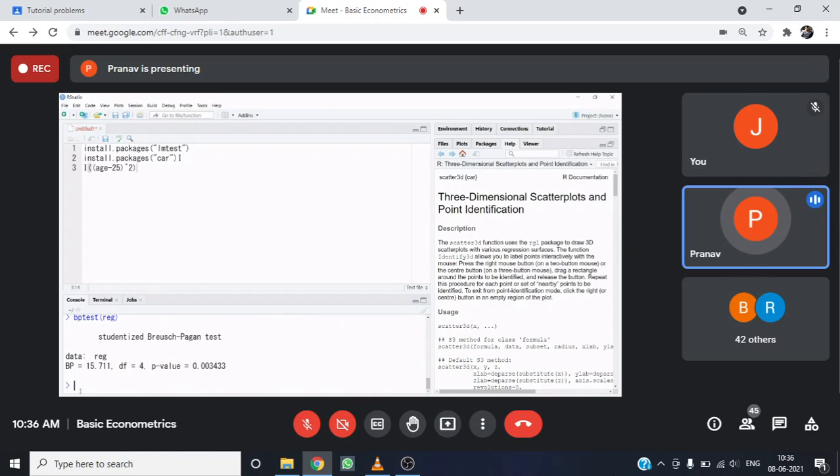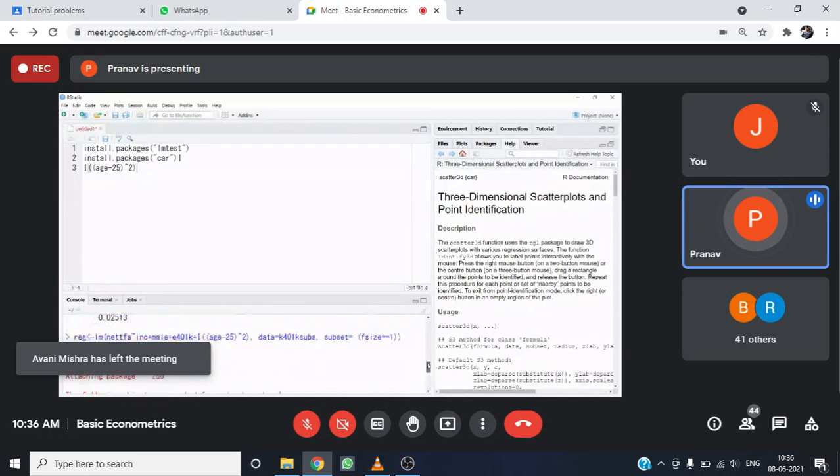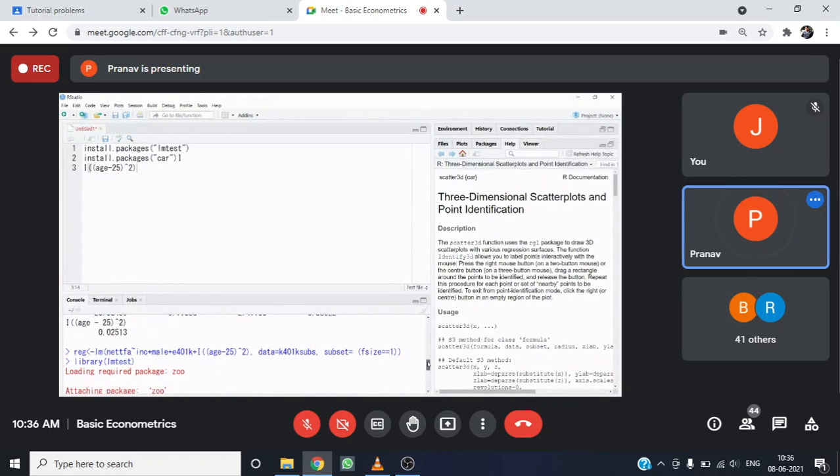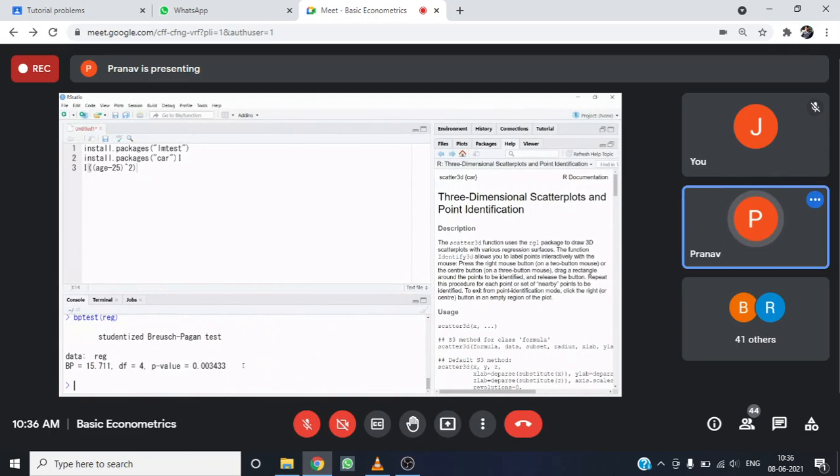So it suggests that your model suffers from heteroscedasticity, right? Because the p-value of this BP statistic is very, very low. What I have simply done is run a Bruce-Pagan test on the regression variable REG, which is how I have stored my variable, and the p-value comes out very, very low, which suggests that there is evidence of heteroscedasticity in the model.